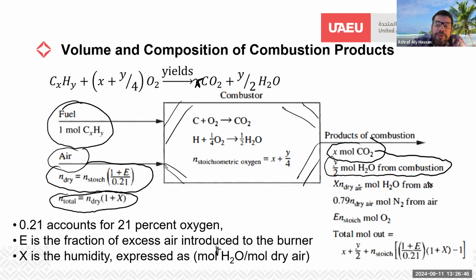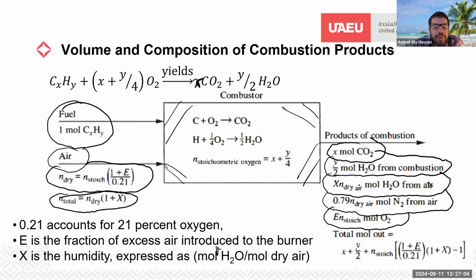Out of this comes X N dry moles of H2O from air, and 0.79 N dry moles of nitrogen from air, E N stoichiometry moles of oxygen, that's the excess oxygen that comes out that did not react, and the total moles out will be x plus y over 2 plus N stoichiometry (1 plus E) over 0.21 times (1 plus X) minus 1. This is the total moles that come out.